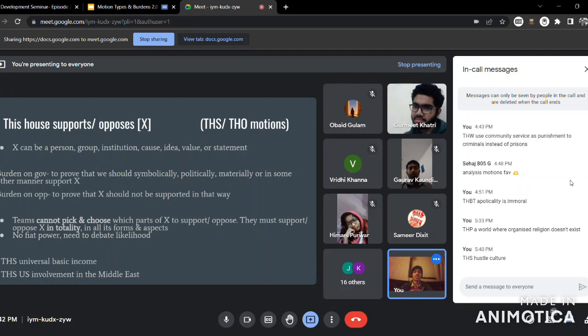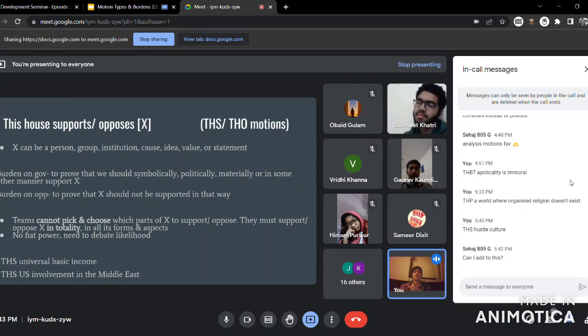You cannot in this debate say that, "Achha, I only defend this motivation wala version of hustle culture, ye jo toxic wala hai, this is not something that I defend." This is what we mean by defending something in totality. You can't pick and choose.